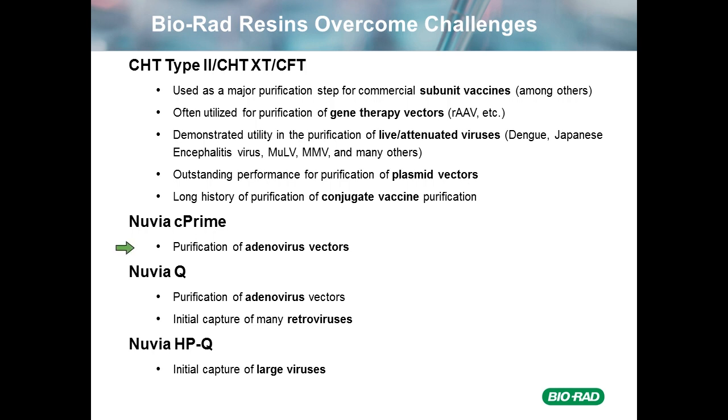Nuvia C prime, I've shown, can be used for purifying adenovirus vectors, as well as Nuvia Q. Nuvia Q is also used for the initial capture of many retroviruses, which I haven't talked about extensively. And Nuvia HPQ, as I've shown with influenza, can be used for the initial capture of large viruses with very good both purification activity and yield results.